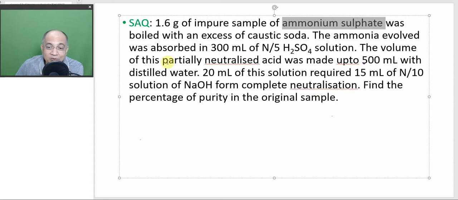The volume of this partially neutralized acid was made up to 500 ml. Using a 500 ml measuring flask, you transfer the entire contents so far into that, add distilled water, make up to the mark and shake it thoroughly. So it was diluted to 500 ml, and then a 20 ml pipette was used each time. 20 ml of this solution required 15 ml of N/10 NaOH solution for complete neutralization. Find the percentage of purity in the sample.